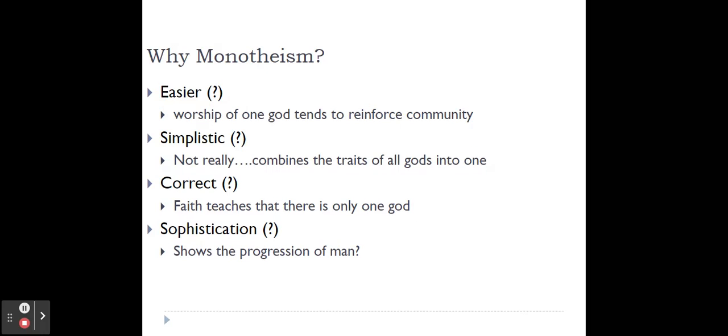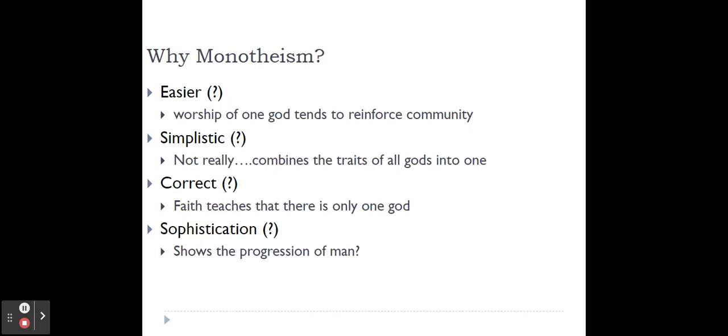Now, that being said, a lot of times when you say it's simplistic, people think it's negative. But there are going to be people that argue against that, because all the traits of all the gods are combined into one. And some people believe it's much harder to keep that one God happy than it is to keep multiple gods and goddesses happy. So again, that's why I had the question mark there beside it. So it could be easier. It could be more simplistic.